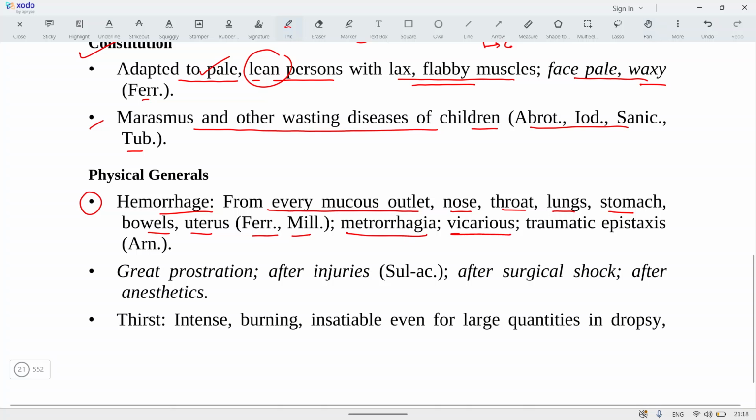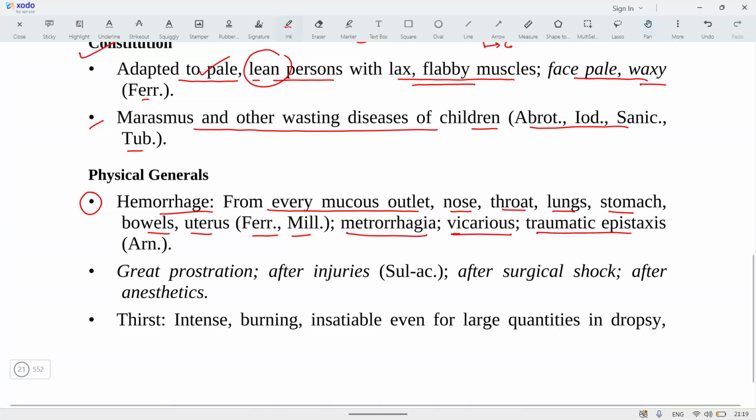Second is vicarious. Vicarious means the bleeding usually occurs where it used to occur, instead of that, it is occurring from a different outlet. Let us assume vicarious menstruation. That means per vaginal bleeding during a menstrual period there must be, but instead of that, there is bleeding from the nose or mouth or ear or rectum, anything, and that is known as vicarious menstruation.